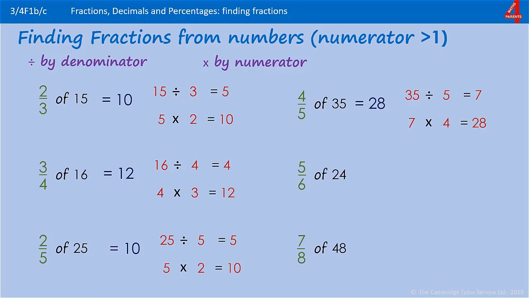5/6 of 24. 24 divided by 6 is 4. 4 times the numerator, 4 times 5 is 20. Last one, 7/8 of 48. 48 divided by the denominator is 6. Multiply 6 by the numerator is 42. 7/8 of 48 is 42.